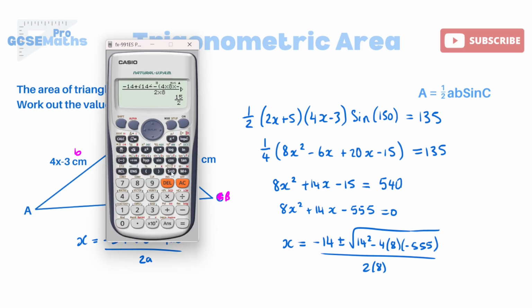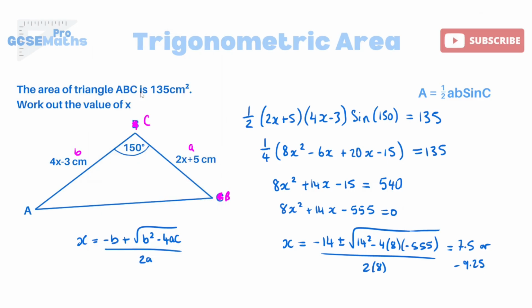Now that gives me 15 over 2, or in other words, 7.5. Or I just go back and change it to a minus, I don't have to retype it all in. I get minus 37 over 4 or minus 9.25. Now, because they've said work out the value, just one value of x, and we have a context of a shape, you just have to figure out which one of these does or doesn't work. Normally, it's going to be the negative one. You can't have a negative side length. So therefore, my final answer for x is going to be the 7.5 because I know that that won't leave me with a negative side length.